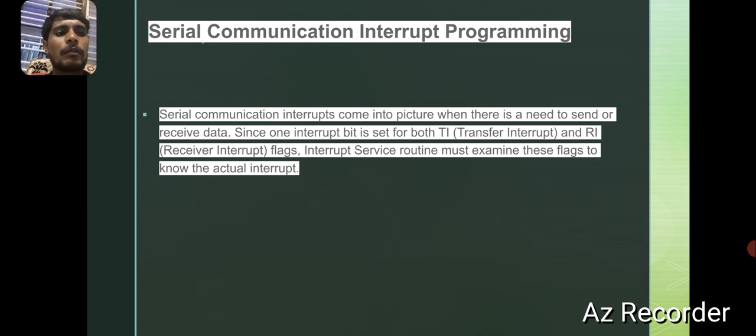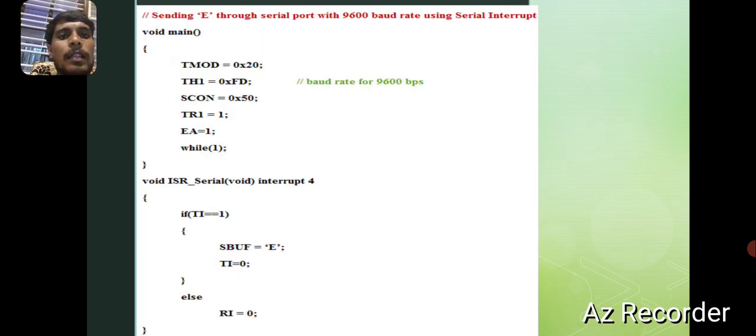In the above, the serial communication has TI and RI. TI means transmit interrupt and RI means receiver interrupt flags. The interrupt service routine must examine these flags to know the actual interrupt. The other, sending through the serial port with 9600 baud rate using serial interrupt. Using the serial interrupt, 9600 baud rate. Void main, TMOD, THI using like that.